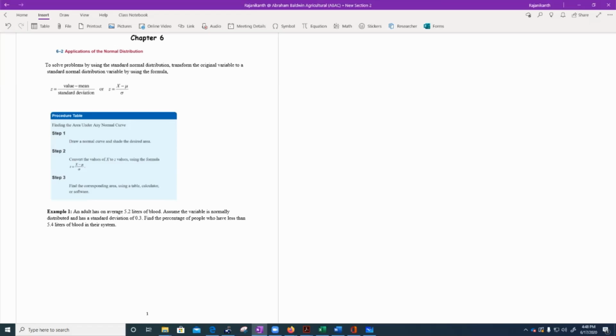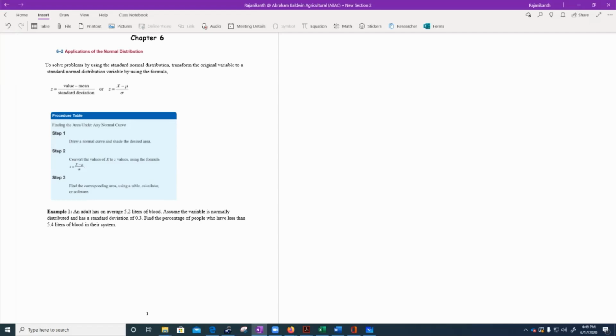Now you remember the last time we had how to find the area of the given standard normal distributed curve. Now here we are going to look at, in general, how to find the area between two corresponding normal distributed variable values. Okay, so there are two procedures here I'm going to explain. Let's look at this procedure table first.